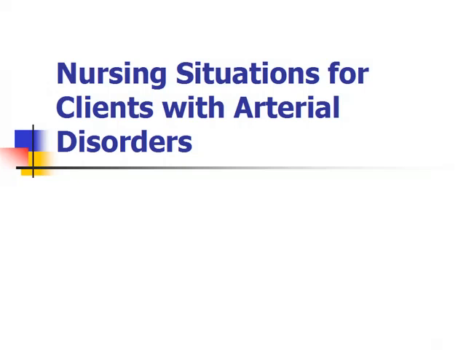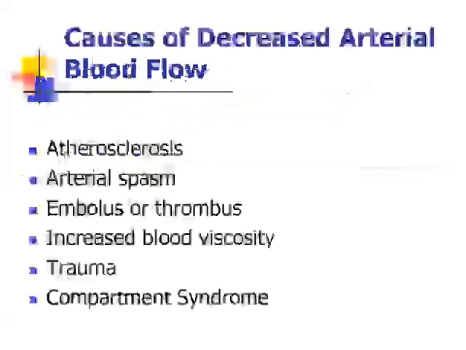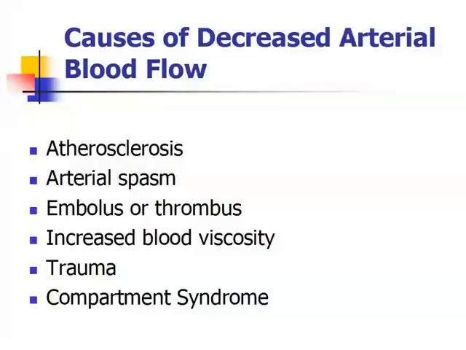Unfortunately, this disruption of blood flow limits the availability of oxygen and nutrients to the tissues. So the main goal for our clients that have arterial problems is to increase tissue perfusion. This slide lists causes of decreased arterial blood flow.